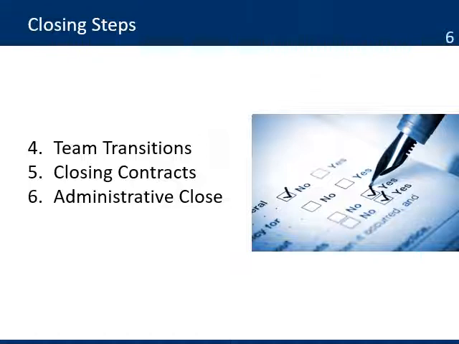Closing contracts. You also need to start closing all the contracts, not only the contract with the donor, but also with all the suppliers of goods and services and consultants that the project contracted. The administrative close. The last step is to close the project office, returning all the assets and inventory that was not used, and archiving all project documents.